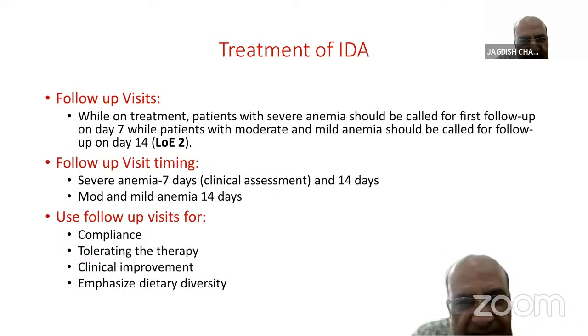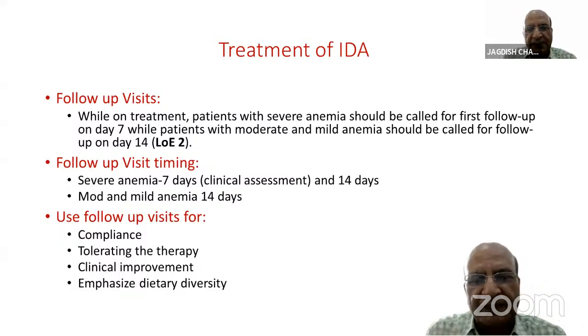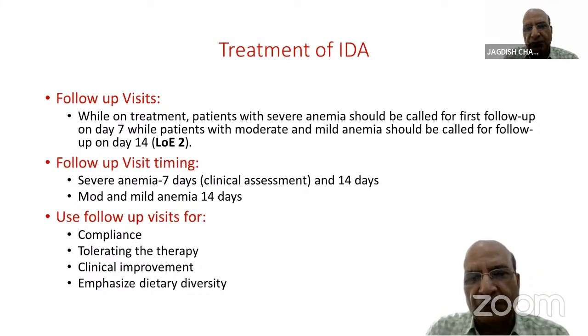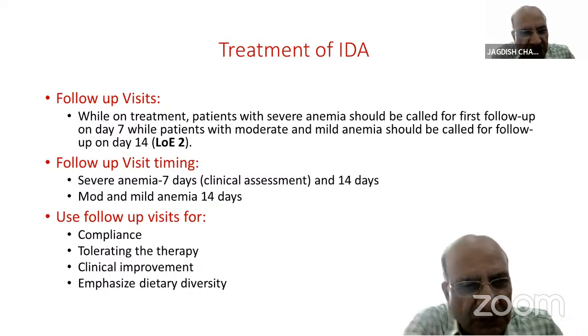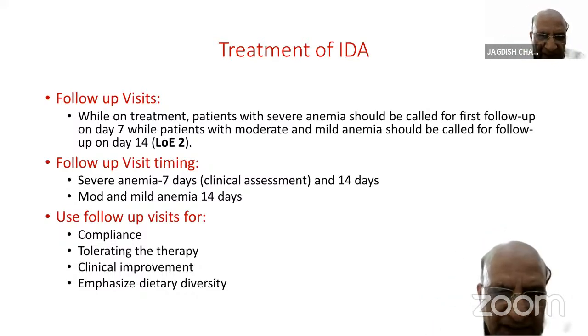Follow-up is recommended after seven days in patients with severe anemia, and in mild to moderate anemia at 14 days. This again, we have put as 7 days because a child, say, who is being sent home at 5 gram hemoglobin, we would not like to come after 14 days. He should be seen after 7 days, though the hemoglobin might not have increased, but we would know that the patient is having improvement and is tolerating the iron therapy. There are no adverse effects and the drug is being consumed. So follow-up visits are used for compliance, tolerating the therapy, and clinical improvement.